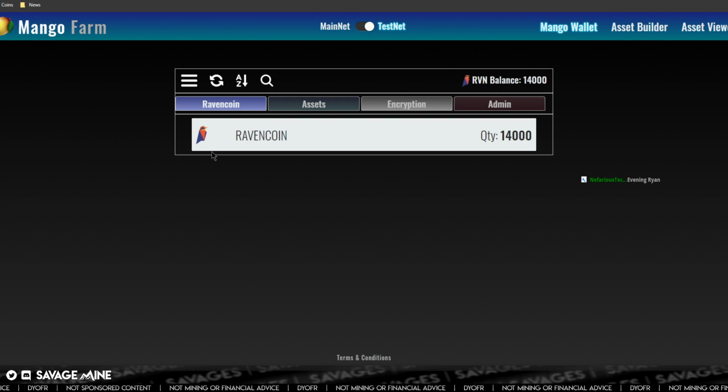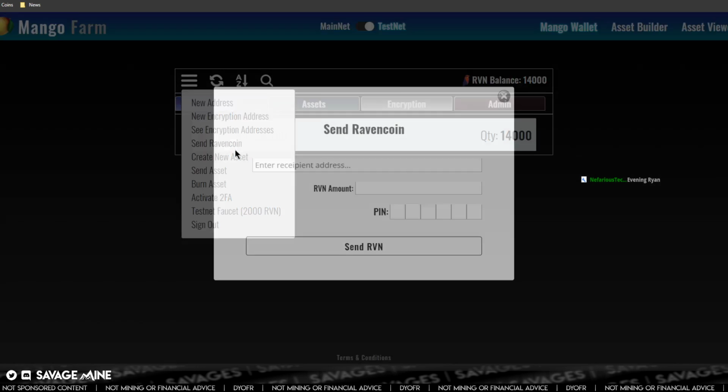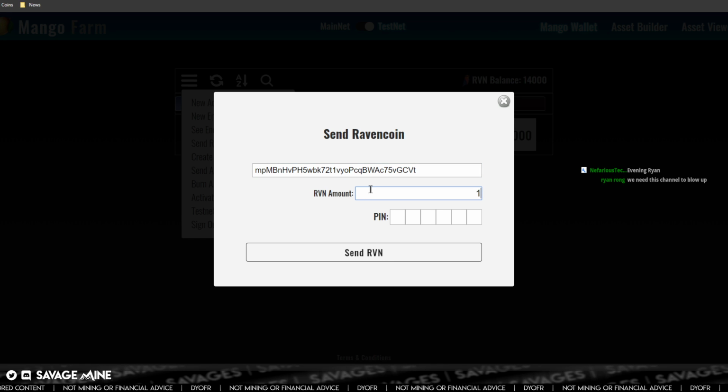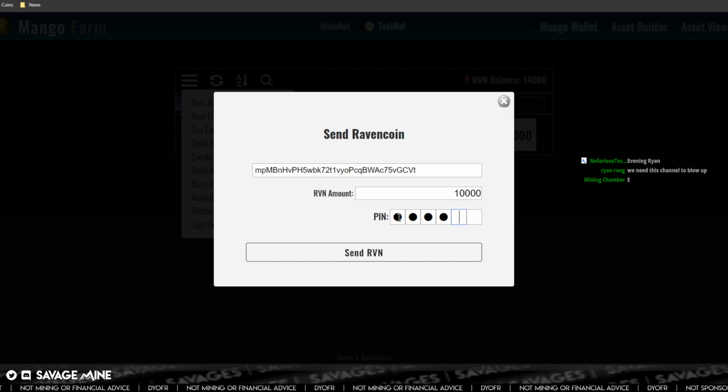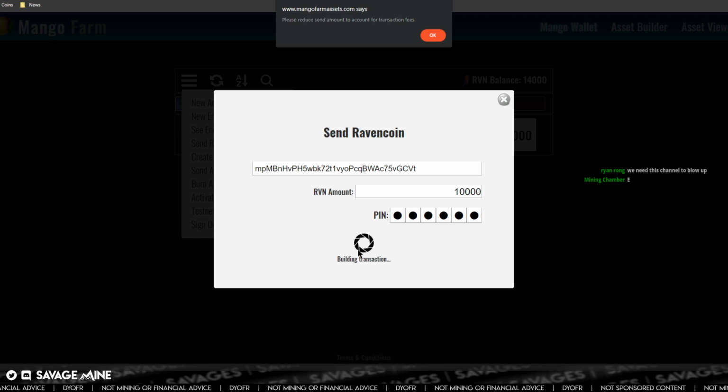So this is her wallet. So we need to send Ravencoin. It's going to cost us 10,000. All right, so there we go. So 10,000 Raven, hopefully will be on the way.